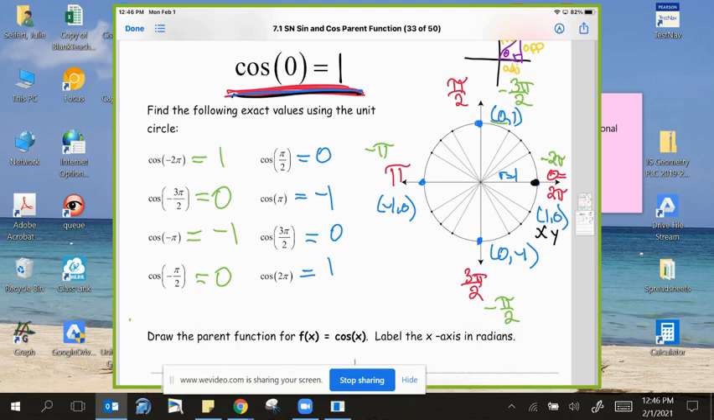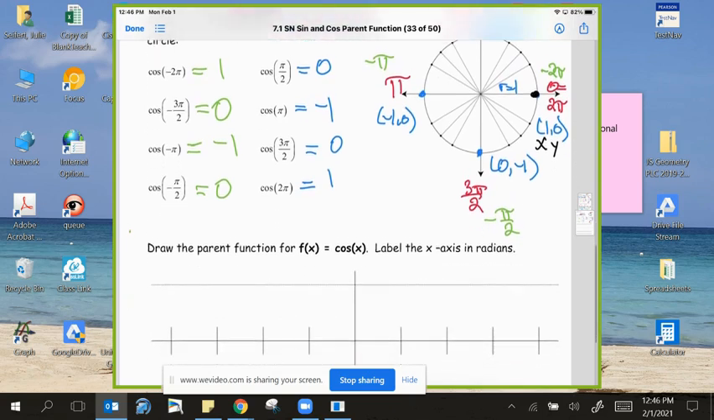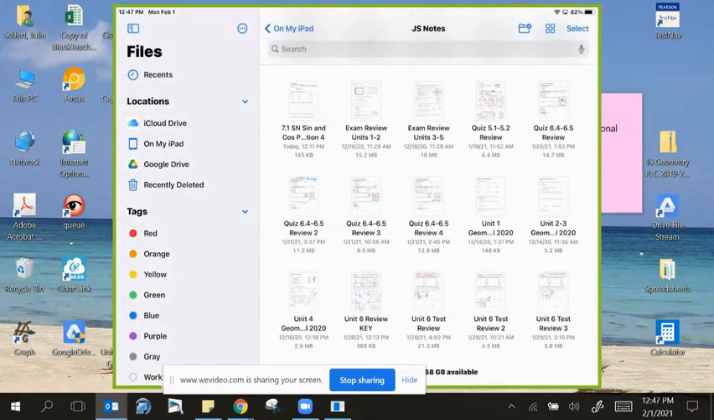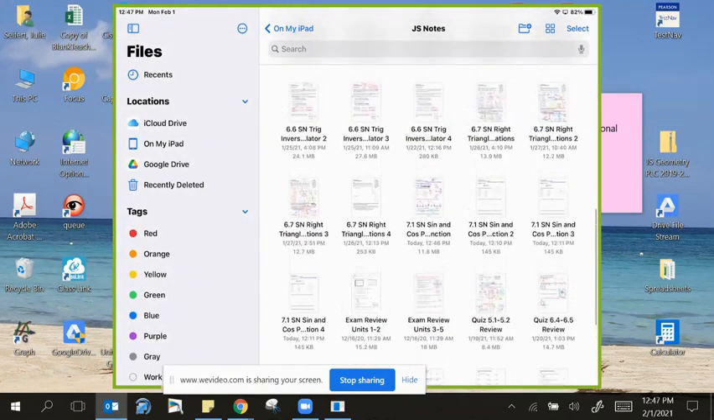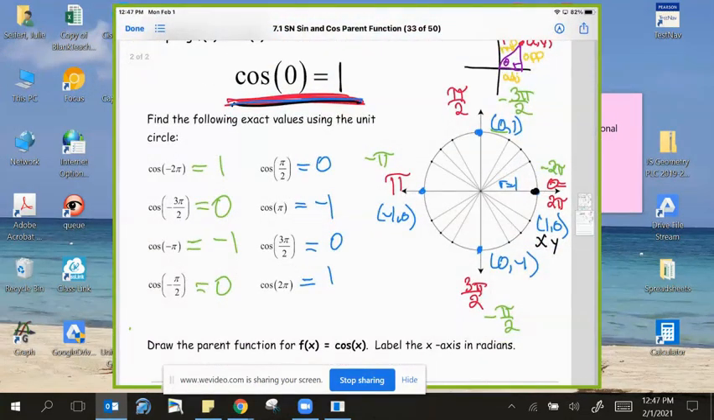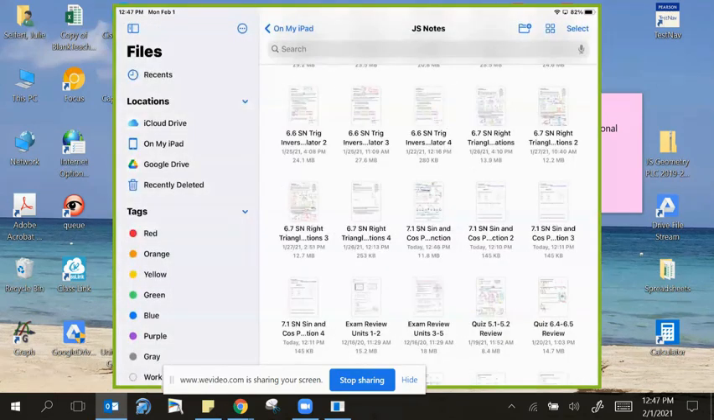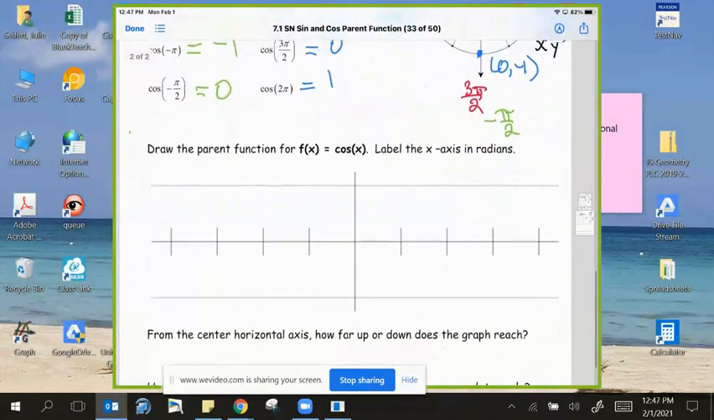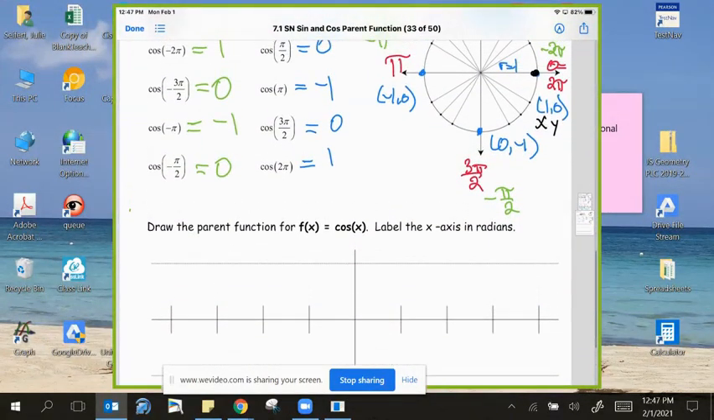Tell me again, what is cosine of 0? It's 1. So let's, whoops, sorry about that, y'all. Oh, now, of course, I have to find it again. Cosine of 0 is, quit doing that. Cosine of 0 is 1.